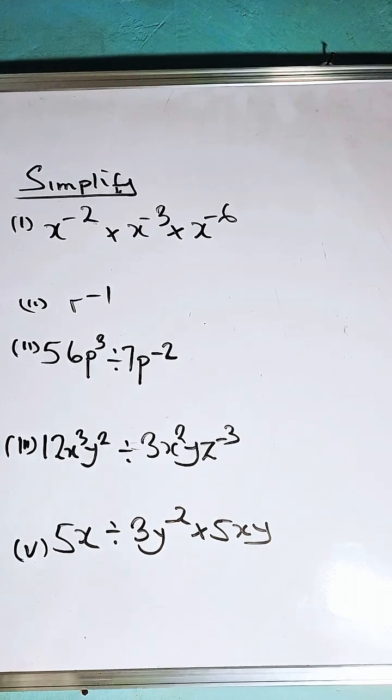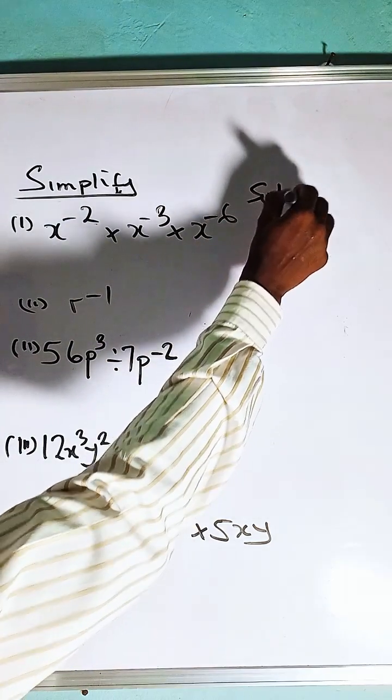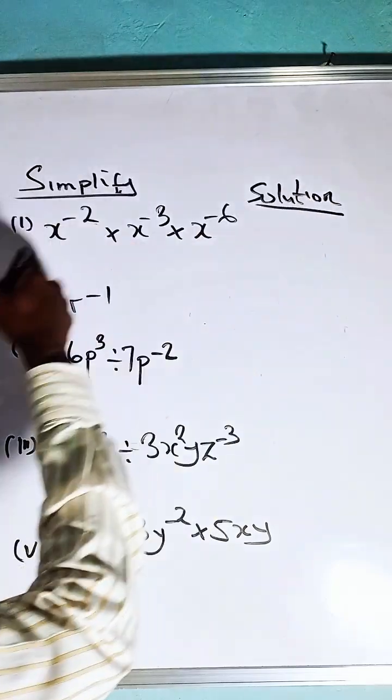The question says we should simplify this expression. So we have five given expressions. How do we do this? Okay, so let's start with the first one.